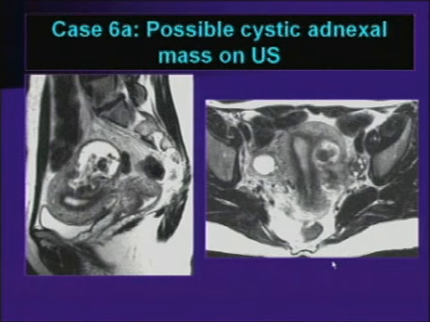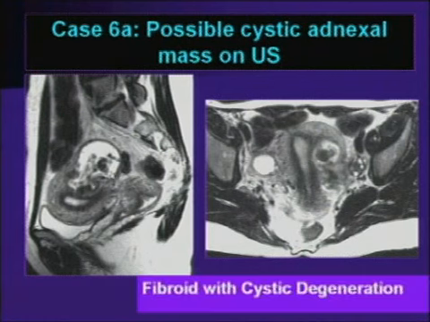Here's another mass, also suspected to be a cystic adnexal mass on ultrasound, but on MR, again, we can see a normal ovary with small follicles on the left, separate from this bilobed mass, which appears to be arising in the intramural location. It is heterogeneous. It has cystic degeneration, but this is also compatible with a fibroid that has cystic degeneration.